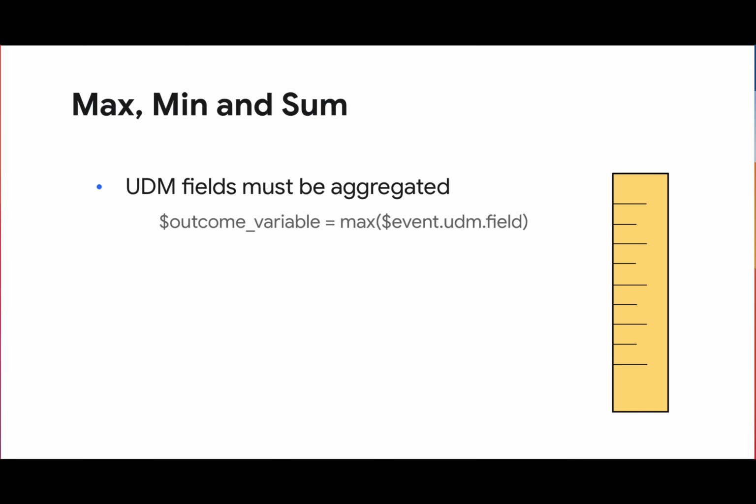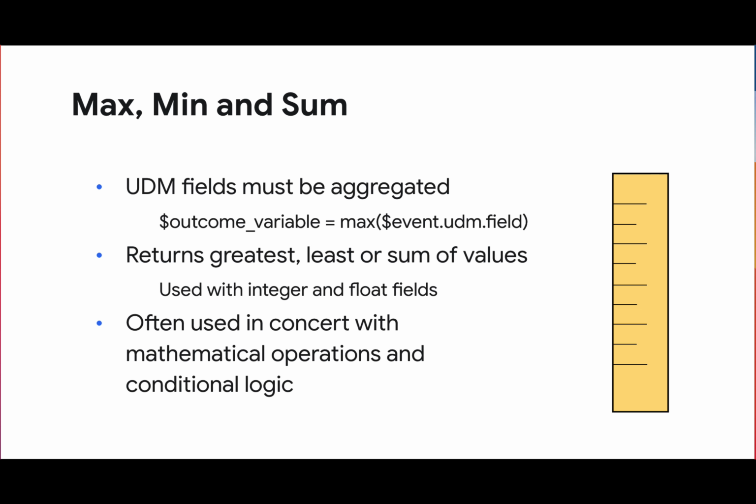We're going to cover three aggregation functions that are used with integer and float fields in the outcomes section: min, max, and sum. Remember, it's important to understand that when working with multiple events in a rule, all outcome variables that contain UDM fields must have an aggregation associated with them. The general syntax we will use is the outcome variable equals min or max or sum, followed by the UDM field or a placeholder variable inside parentheses.